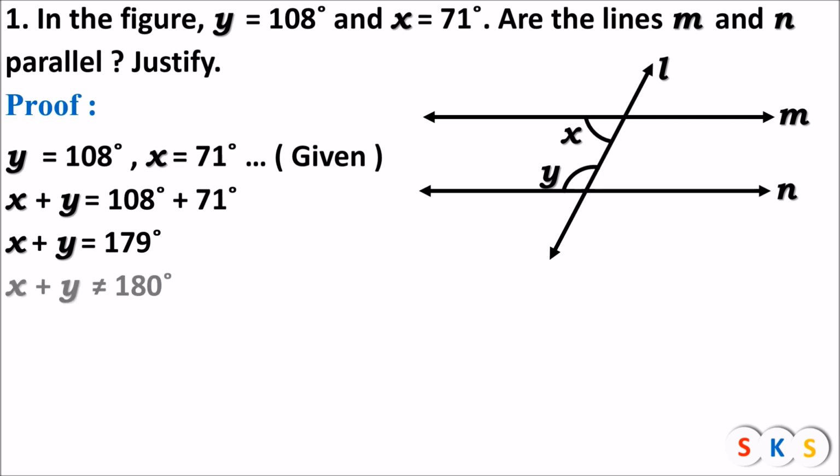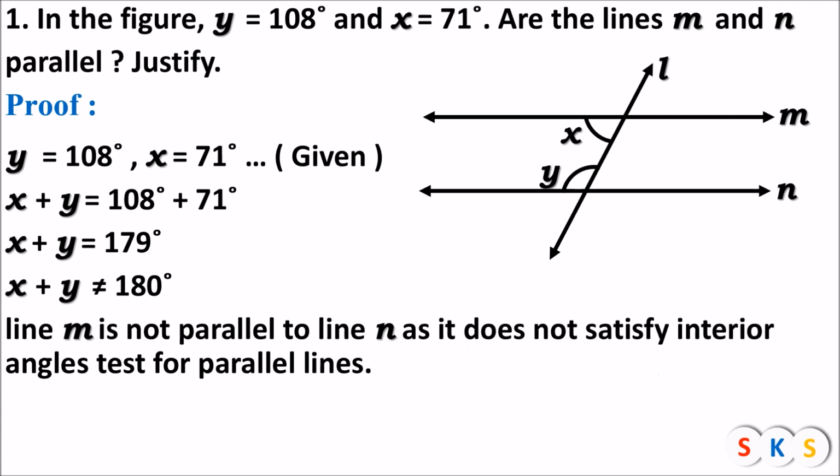It means x plus y is not equal to 180 degrees. It means the sum of these two interior angles is not supplementary, or you can say the sum of these two interior angles is not equal to 180. Hence, line M is not parallel to line N as it does not satisfy the interior angle test for parallel lines.